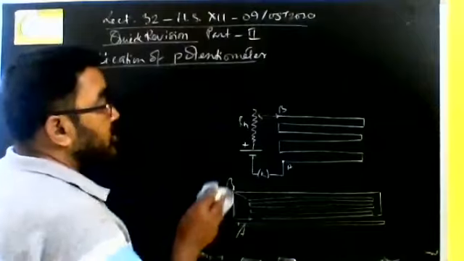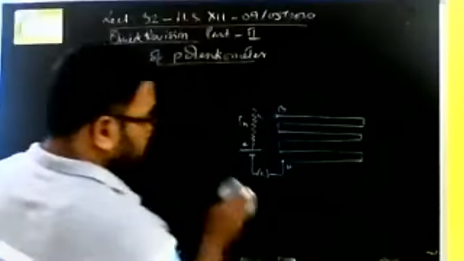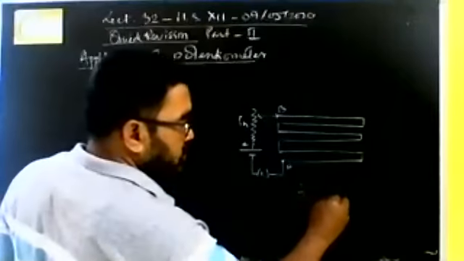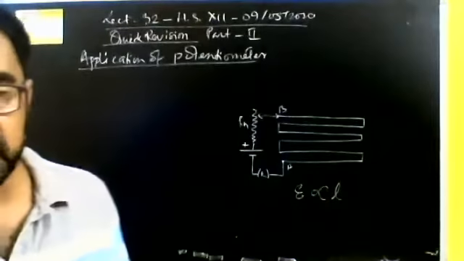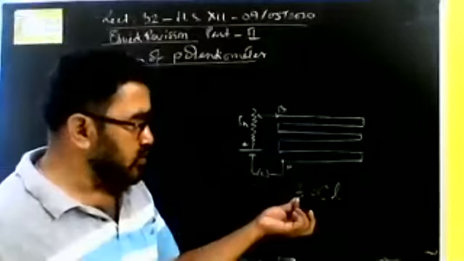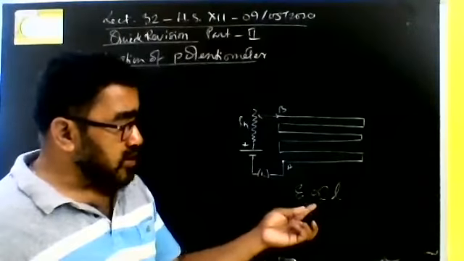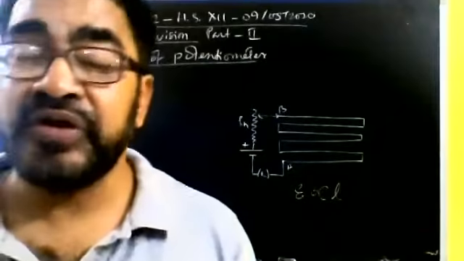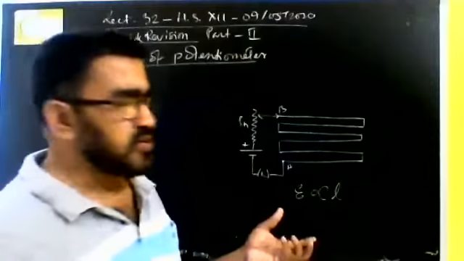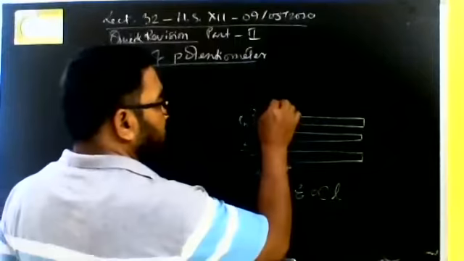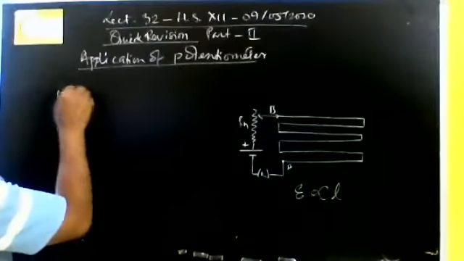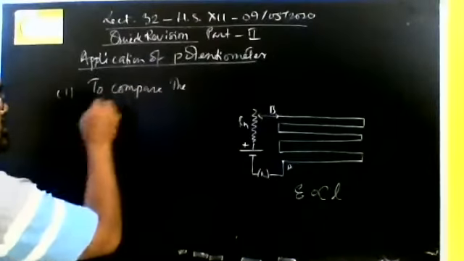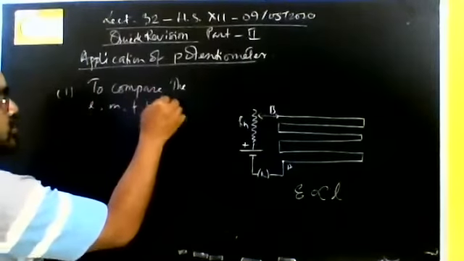Now, what is the principle? The principle of potentiometer is that the voltage drop is directly proportional to the length of the wire. Potentiometer principle: the voltage drop across the wire is directly proportional to the length of the wire. So by connecting a galvanometer, you have to find the length in a balanced condition. One application, as we know, is to compare the EMFs of two cells.